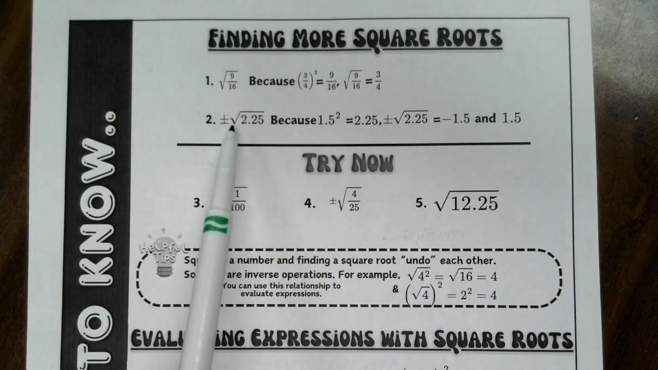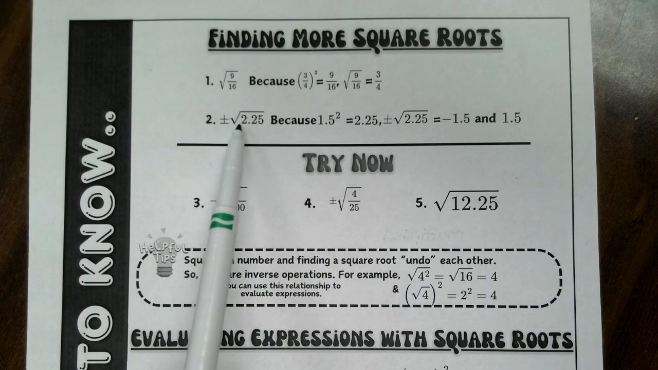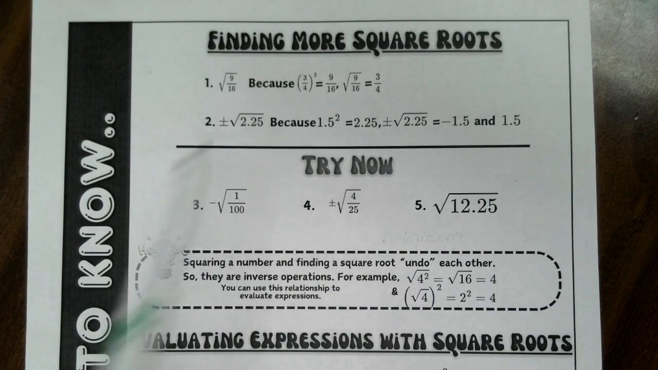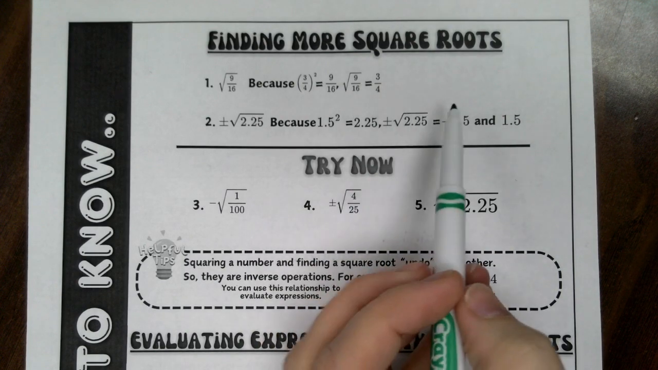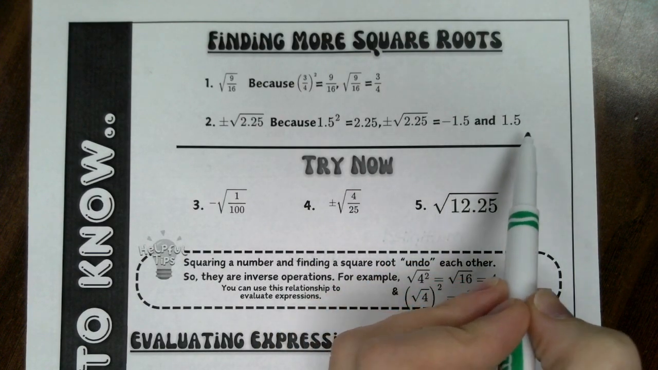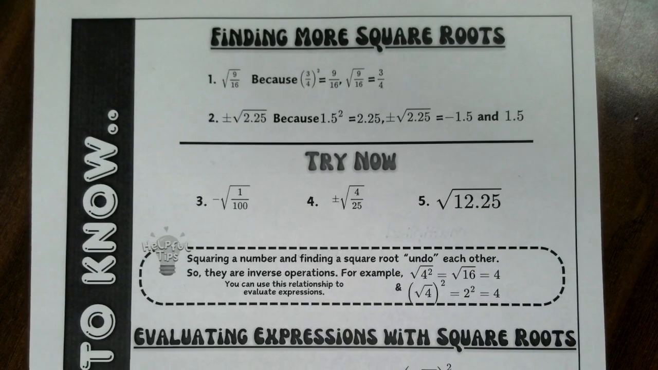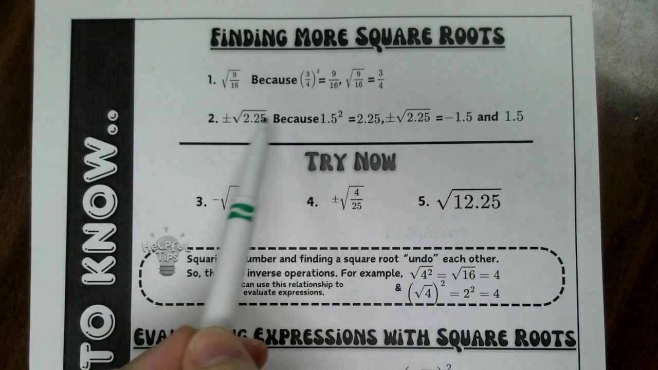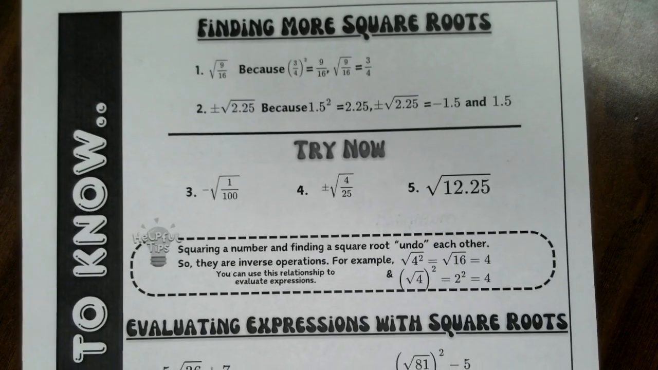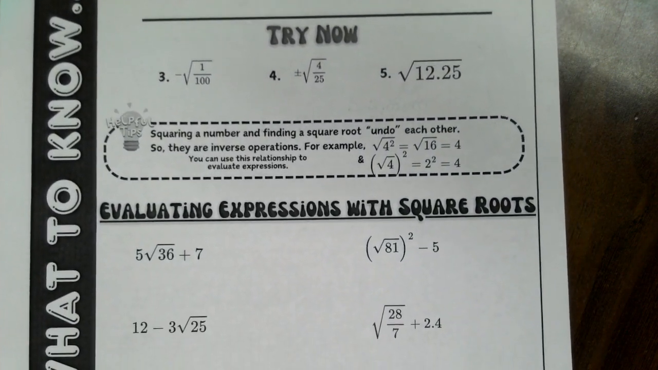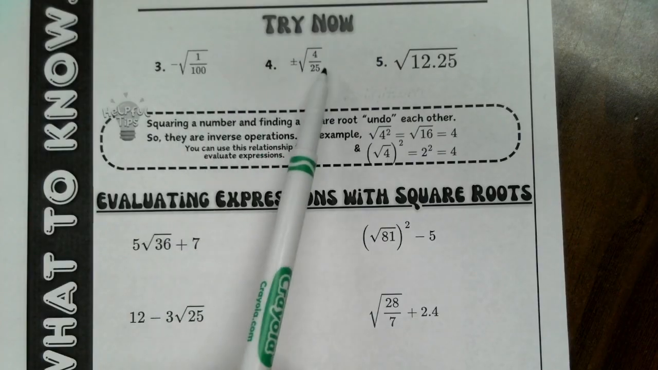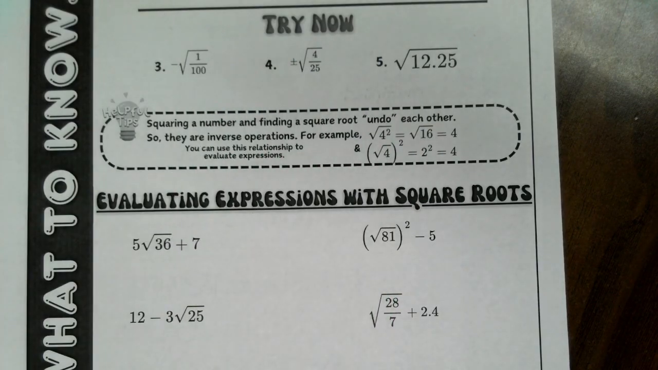Here's another example for you. This is plus or minus the square root of 2.25. Because 1.5 squared is 2.25, then the plus or minus square root of 2.25 is either negative 1.5 or 1.5. Okay, so I was able to figure out what squared will equal this number, and that's how I found that answer. So you're going to try that here for these. See what you can figure out for those 3 problems.